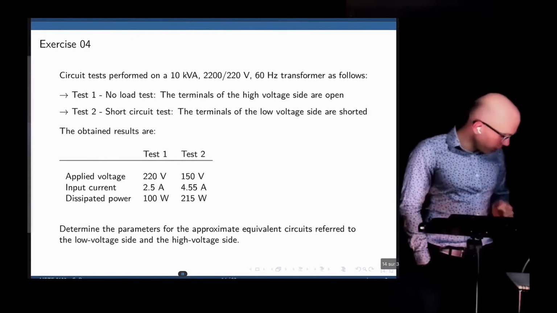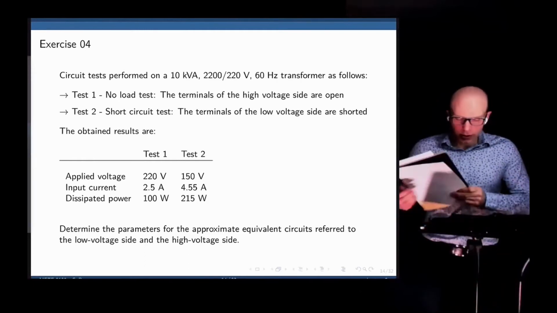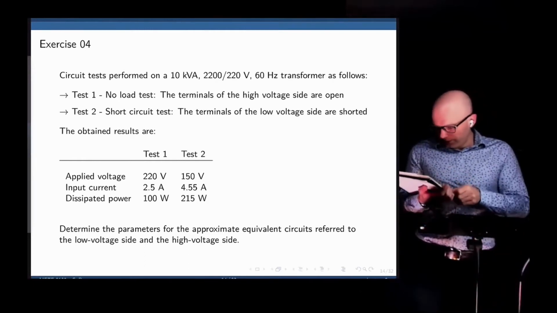All right, folks. Any other questions? If there are no other questions, let's do exercise number 4.